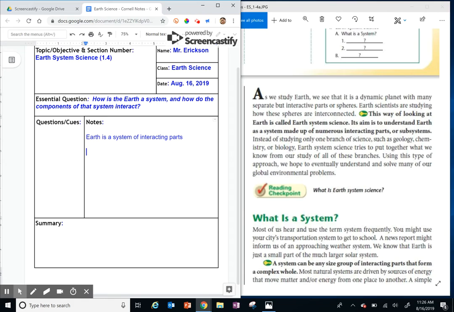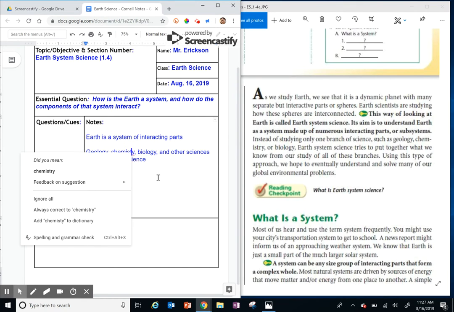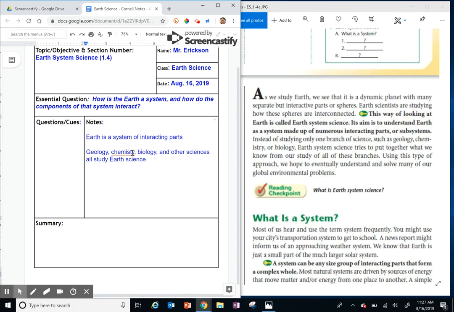Okay, as I read on, I find out that they study those parts in various sciences. So I could write something like geology, chemistry, and biology, and probably others. Okay, another important idea is that Earth science is really a science made of other sciences. All right, so I'm just writing down from my text things that seem important to me in the notes section.